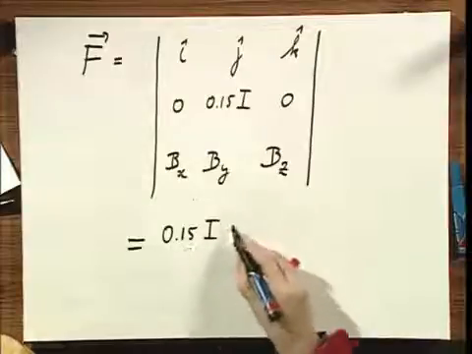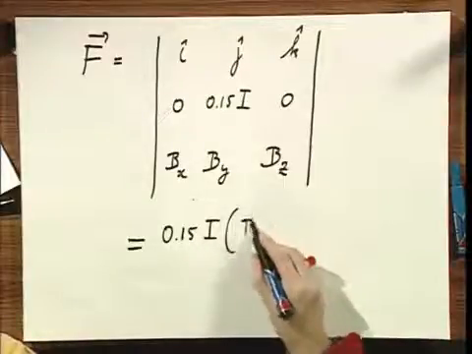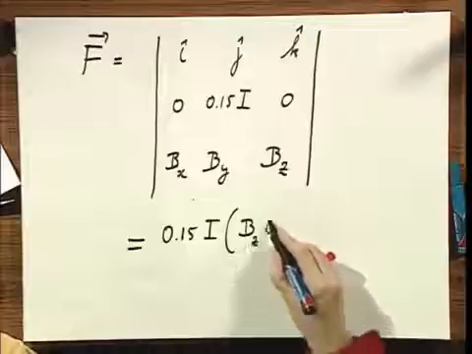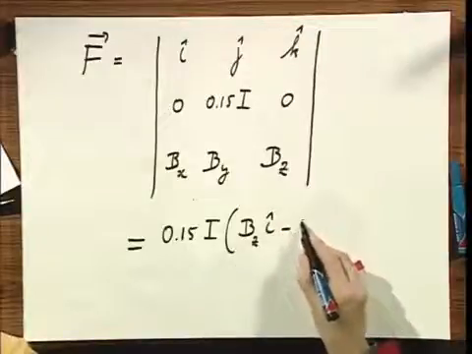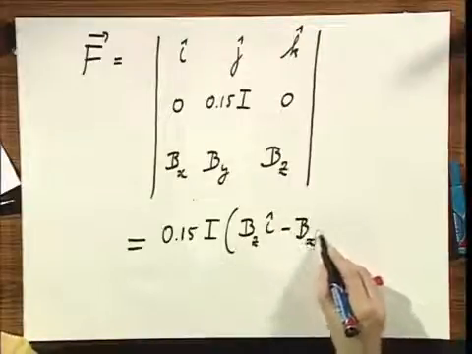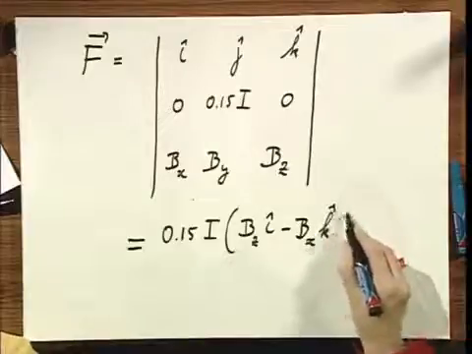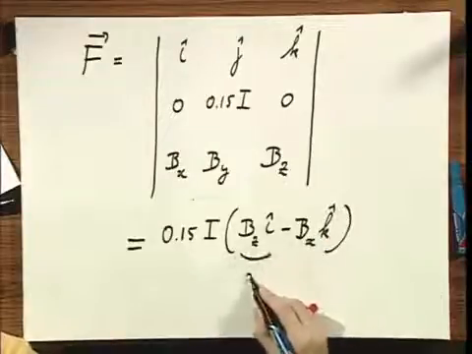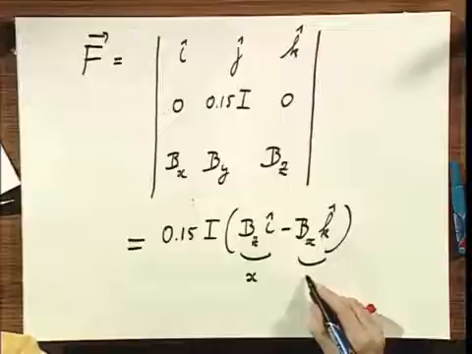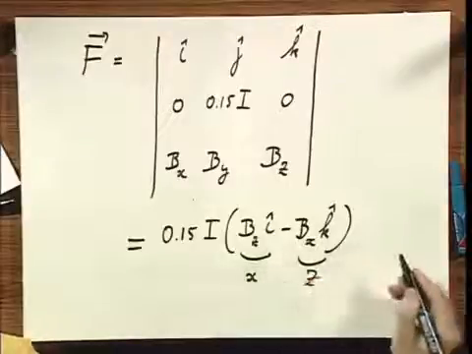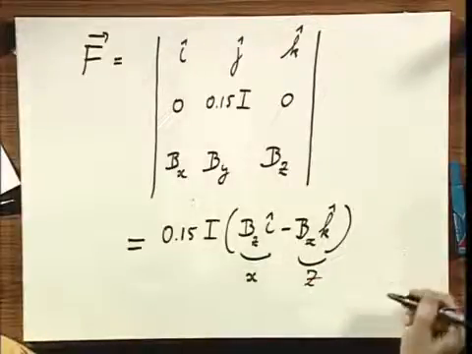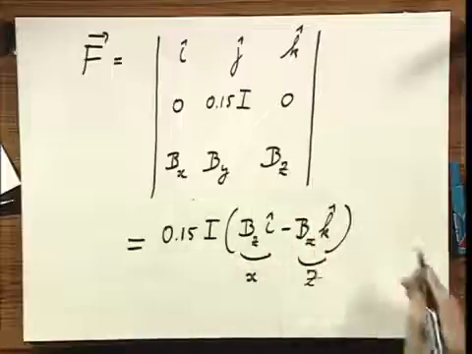This was the length, I think, of the wire, times Bz in the x direction minus Bx in the z direction. So this is the x component, and this is the z component, and there is no y component of the force. And if you want to know the total force, well, sure, you can do that one. I'll leave you with that.